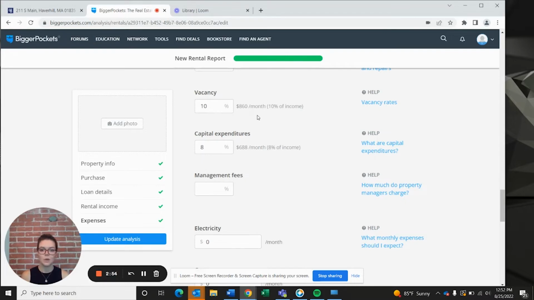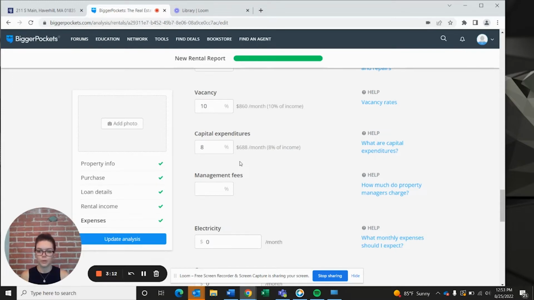This is in case you have a tenant leave your unit and for some reason you're not able to rent out your unit right away. You might have to cover the rent for a month or two from that unit and still make your mortgage payments. For capital expenditures, these are long-term maintenance projects.